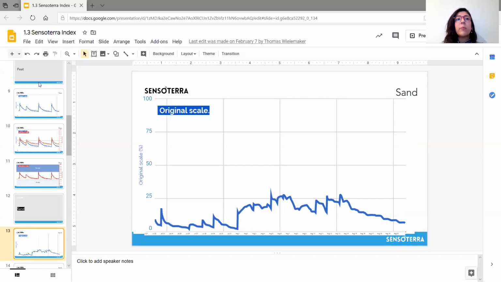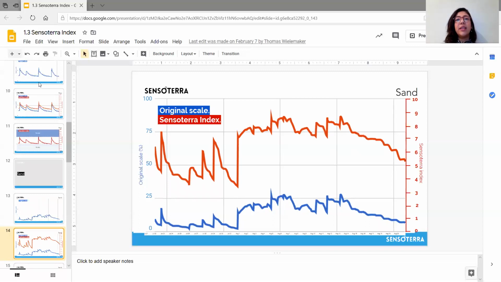In this case, again, on the vertical axis we have the soil moisture from 0 to 100%, and on the horizontal axis you have time. Your threshold would be from 2 to a maximum of 20, maximum 30, let's say.